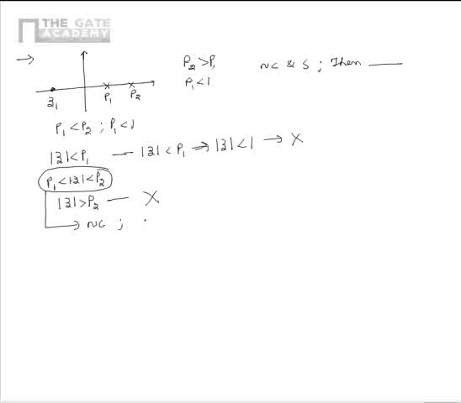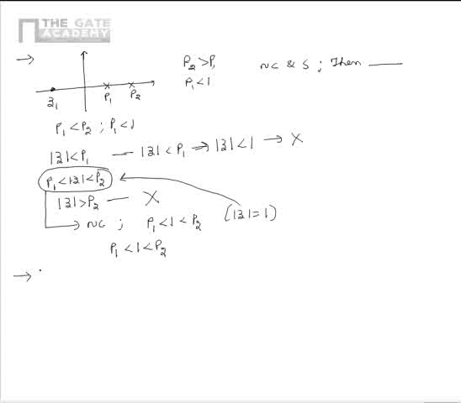Also, as the system is stable, ROC should include the unit circle, so P1 should be less than 1 less than P2. As mod z equal to 1 is the unit circle and it should be inside the ROC P1 less than mod z less than P2. So the required condition that needs to be satisfied from the given data is P1 less than 1 less than P2.